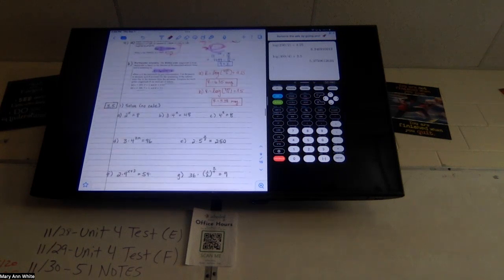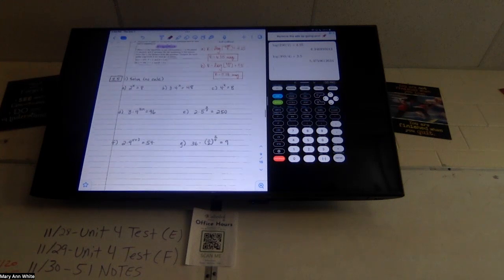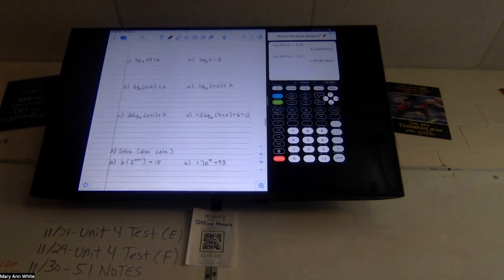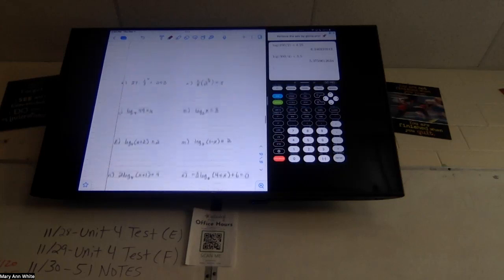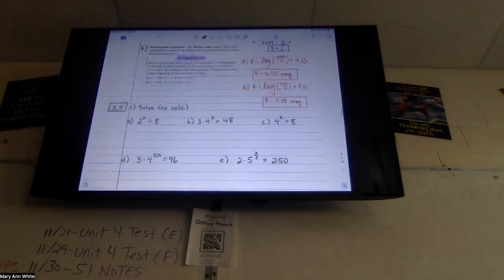All right, Alpha was really cruising with this. Number 1 says solve, no calculator. I want to get all of number 1 done. So once we solve all of number 1, then we will be done for today.